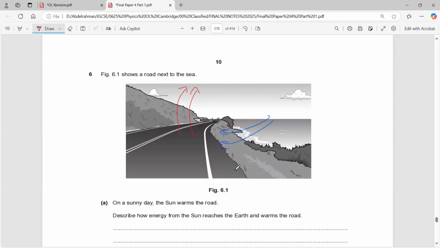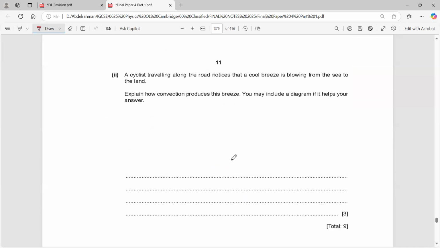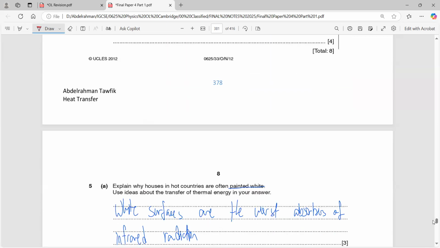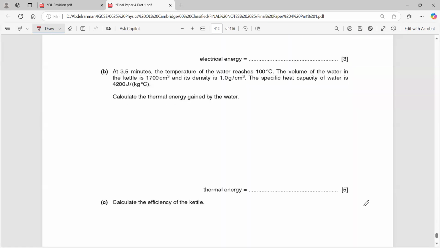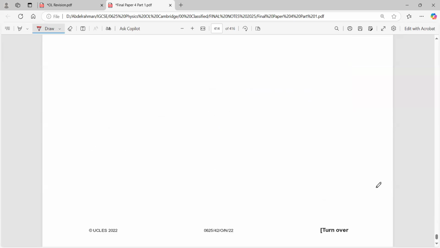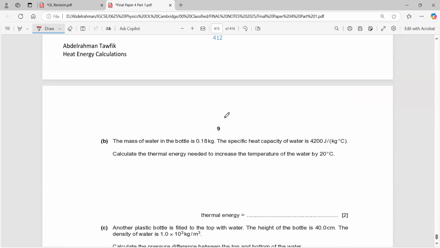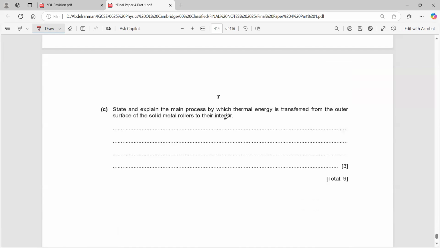Nice. Let's move on to the other questions regarding the calculations. Let's move on to the calculations questions. This is the last couple of pages in the book. Last page, page 413. Let's go. This is part B. Is there a part A here? No, there's no part A.